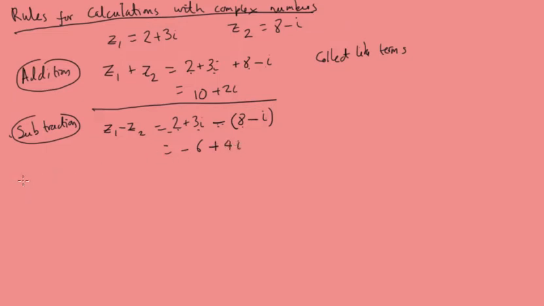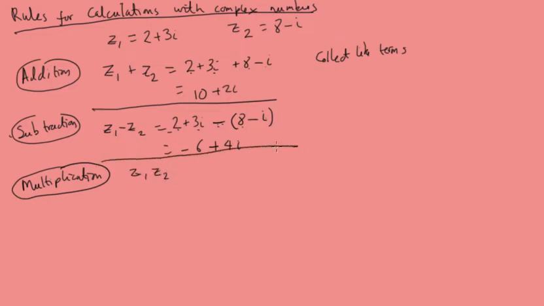Now we're going to do multiplication. So we've got z1 multiplied by z2. So we'll put them in brackets. So z1 is 2 plus 3i, and we multiply it by 8 minus i. So this looks familiar. This just looks like what we'd have if we were expanding out brackets, and we do it exactly the same way.